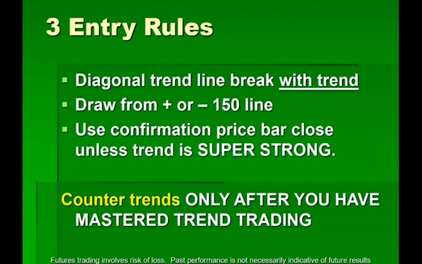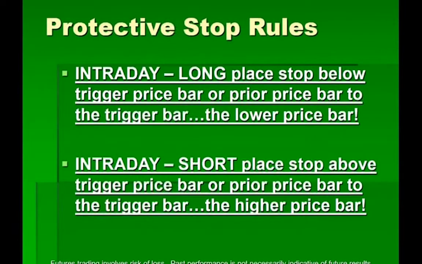Diagonal trend line break with the trend. You can use a confirmation price bar, which means you get a trigger. Do you want one more price bar to print? You can use a confirmation price bar unless your trend is super strong, and we have methods of identifying super strong. Counter trend trading only after you have mastered trend trading. There is a reason why they say the trend is your friend.